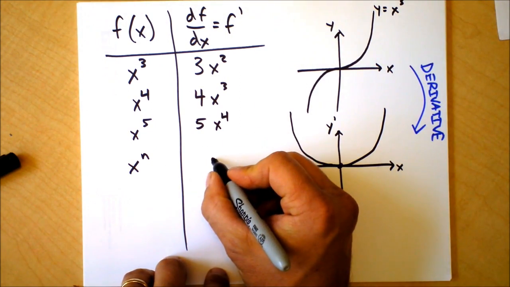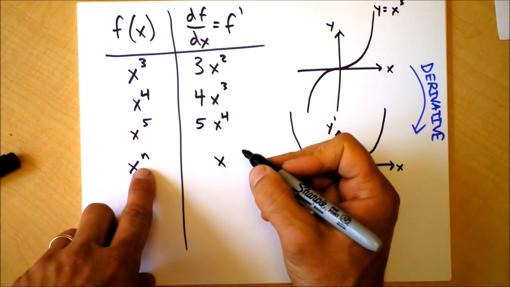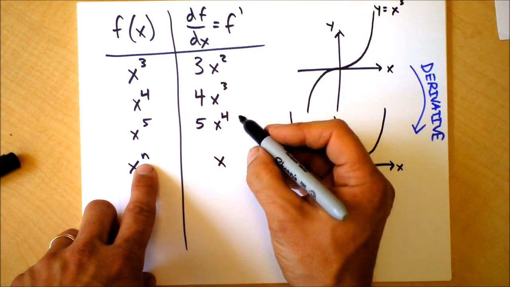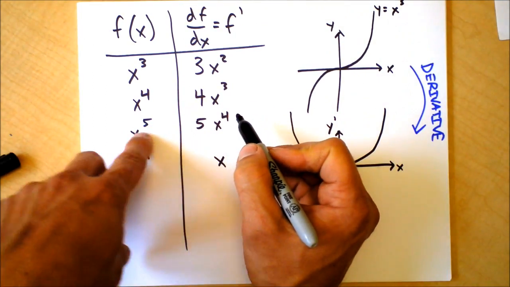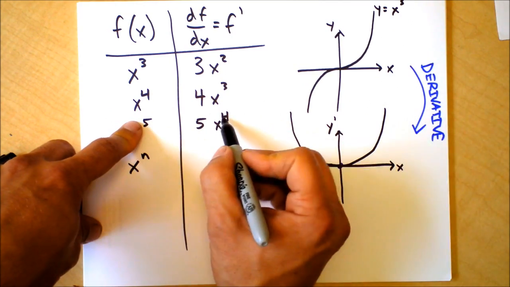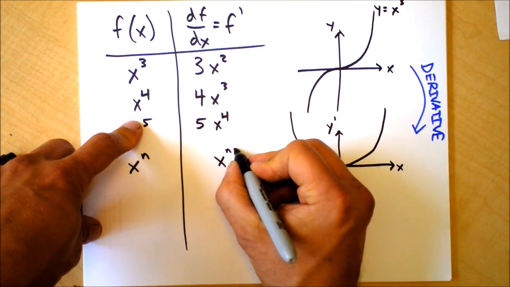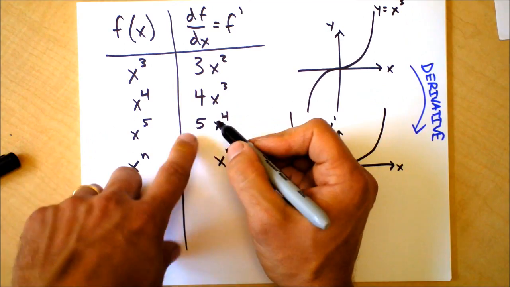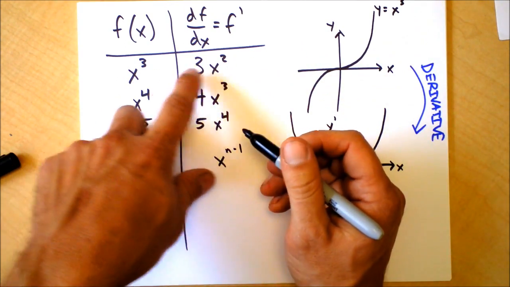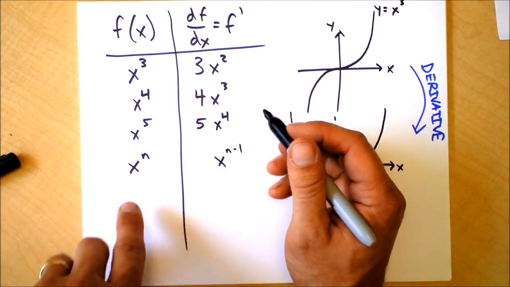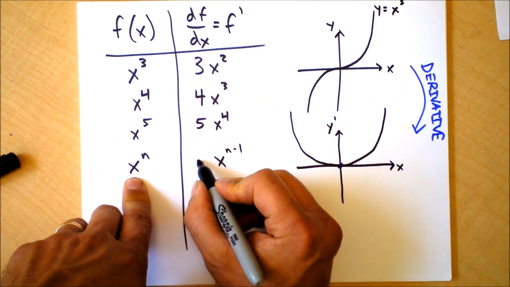Well, it's a power of x, right? But how does the x power change? It is not the same as this one over here. If this is n, it's not exactly n, it's n minus 1. But what is the coefficient each time? The coefficient is the previous power of x, which in this case we're calling n.